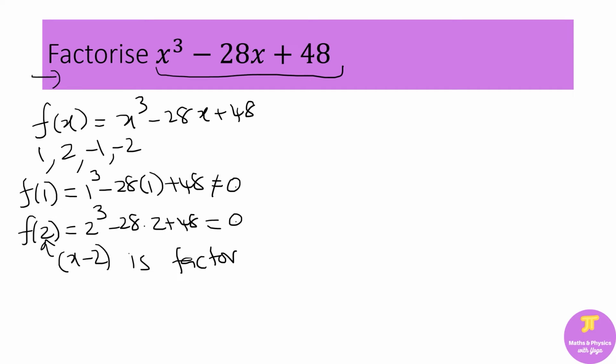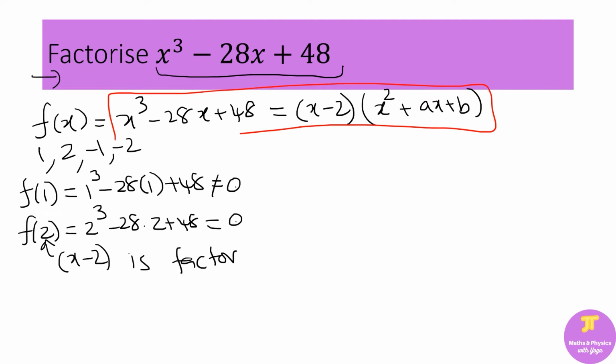So what we can do is write this cubic equation as x minus 2 times something. We took x minus 2 as a factor, so what is left here is a quadratic function. So x squared, and let's say ax plus b. So let's focus on this one. What we have done so far is we tried to factor this cubic equation into a quadratic equation.